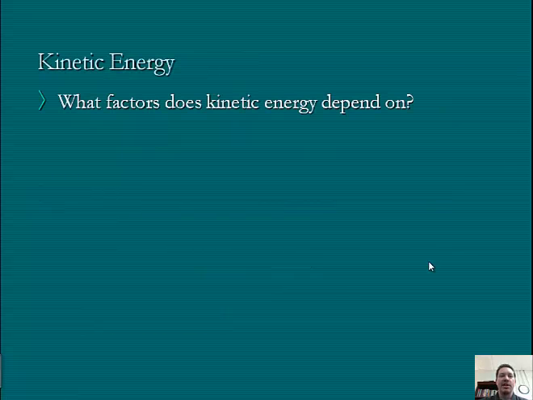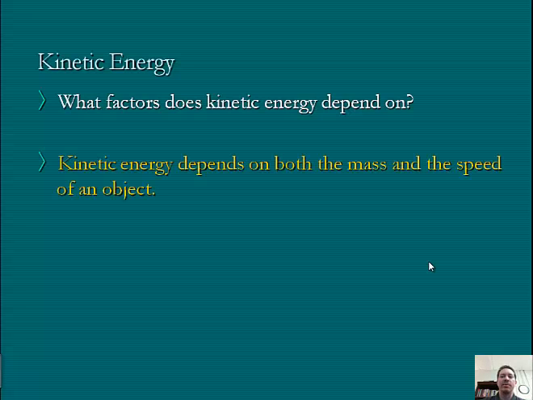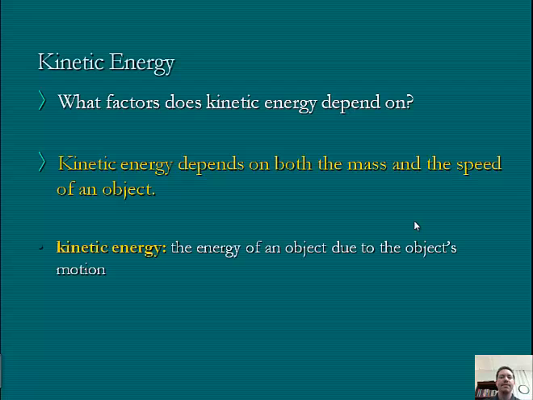Alright, so kinetic energy. What factors does kinetic energy depend on? Kinetic energy depends on two things: the mass of the object and also the speed that the object is moving. So again, with kinetic energy compared to potential energy, we are concerned about mass, but instead of height or acceleration, we have speed. Just to define kinetic energy, it's the energy of an object due to the object's motion. The object being the mass, and then the motion being the velocity or speed.